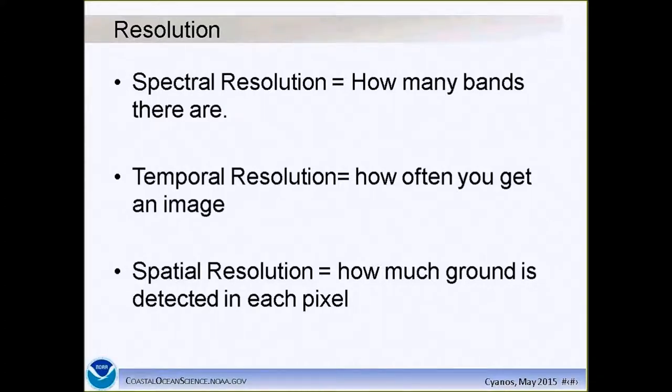Temporal resolution: how often do you get an image? Is it every day, every week, every month? Temporal resolution is an issue. And spatial resolution: how much ground is detected in each pixel? Now, the last two, temporal and spatial, are inverse. If you want more spatial resolution, you have to give up temporal resolution. The practical part is there's only so much data. The sensors aren't big enough to do both at the same time. So if you want every day, you're not going to get every day at 10 meters or 1 meter. You can't do that. It doesn't work that way. So there is a trade-off there.